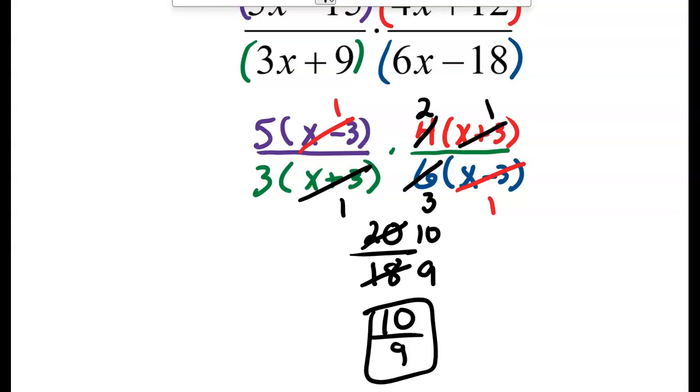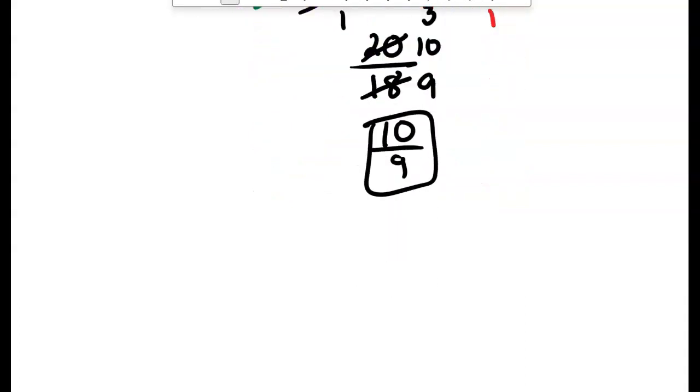Should we have noticed that we could have simplified further? The 4 and the 6 both had common what? Factors. So here's the thing. It's wrong if it's not in simplest form. It's wrong. Okay, let's go to another one.